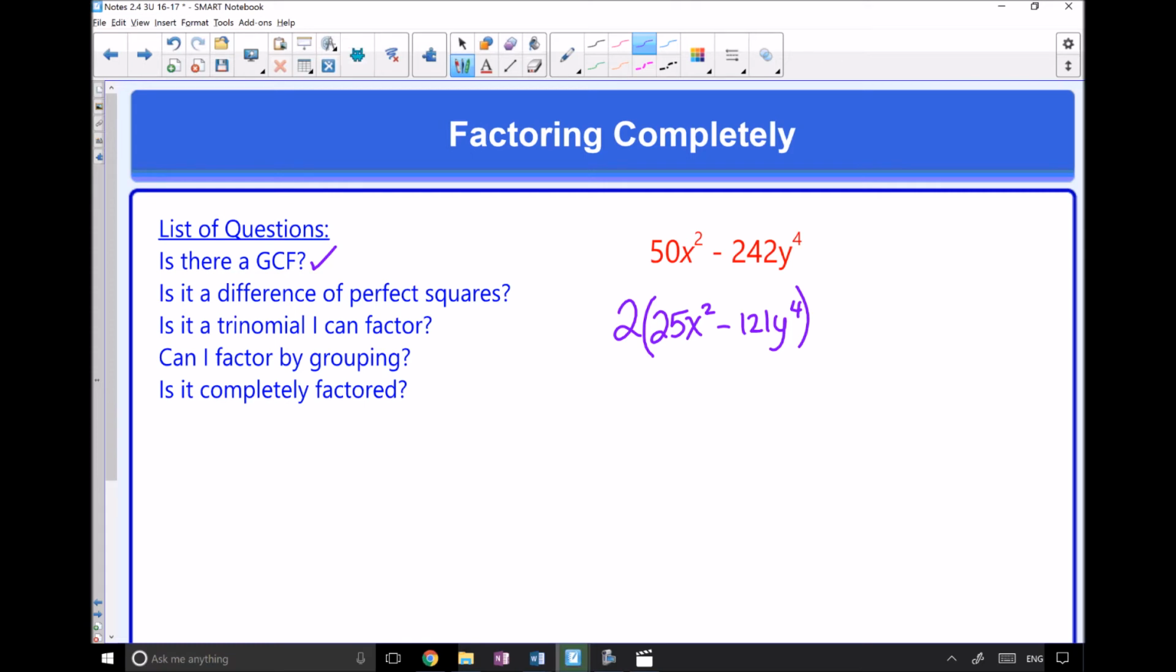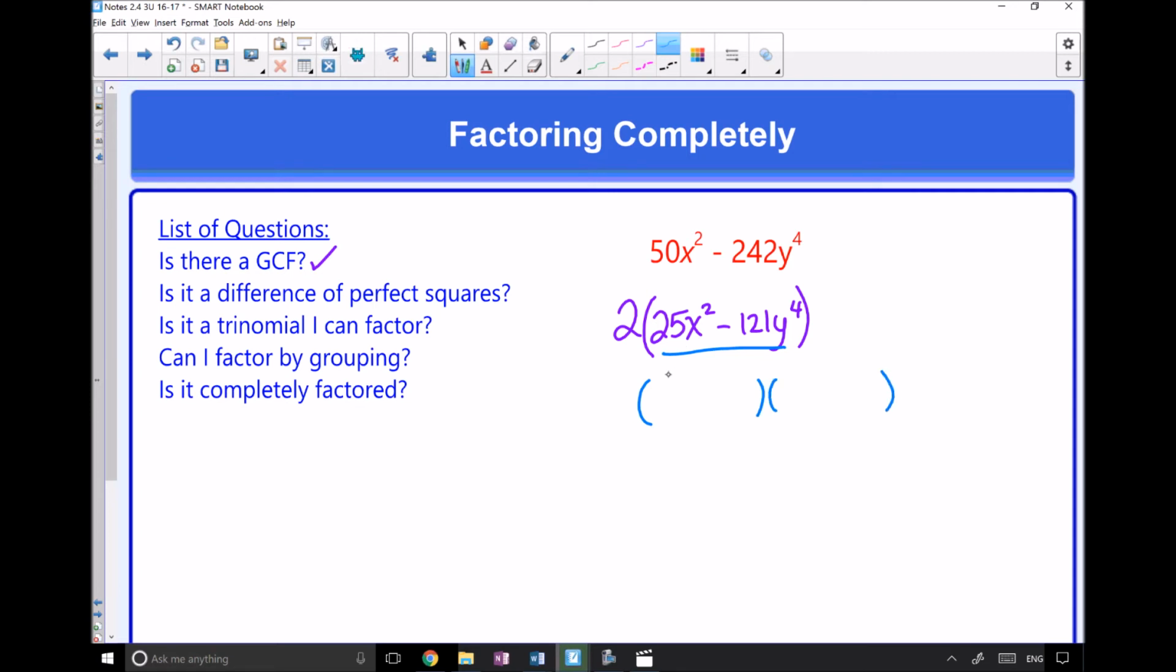Okay. Then I'm going to ask myself, look at what's inside of here, and I'm going to see, is that a difference of perfect squares? Well, it's a binomial, so check. I got 1 out of my 3 checks. There's a subtraction sign right here, so I've got 2 out of my 3 checks. And then 25x squared is a perfect square, and 121y to the power of 4 is also a perfect square. So that means that I can factor it as a difference of perfect squares.